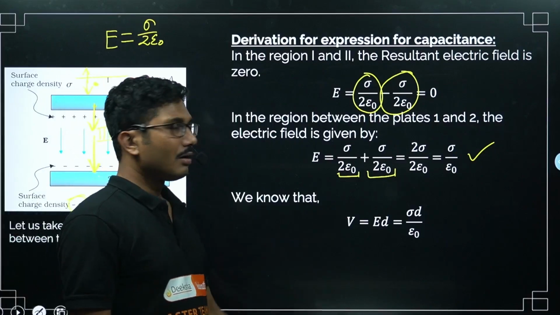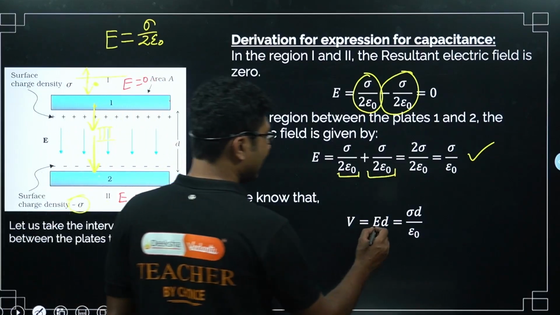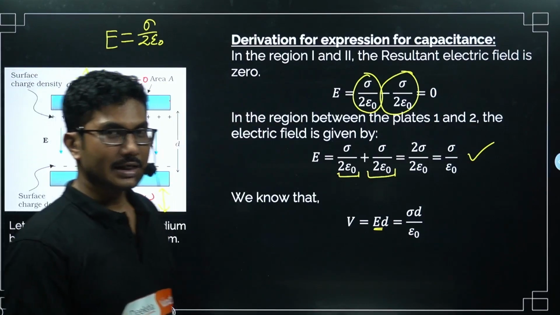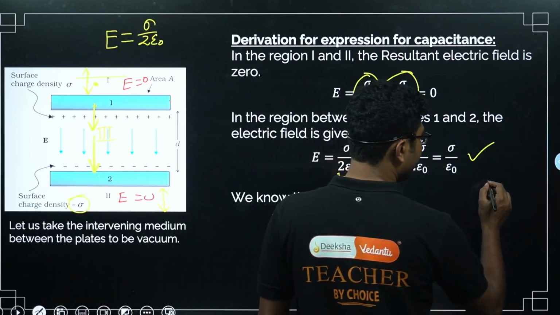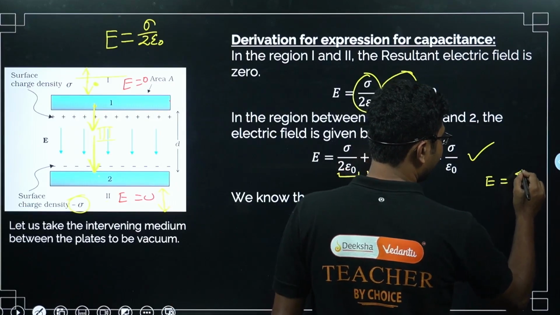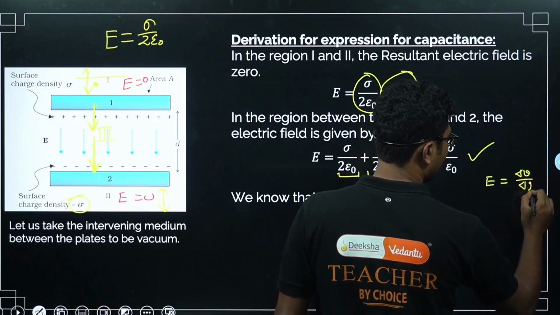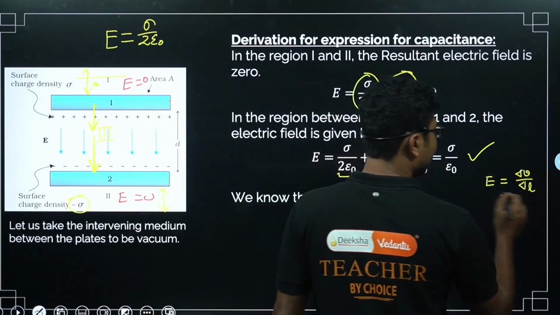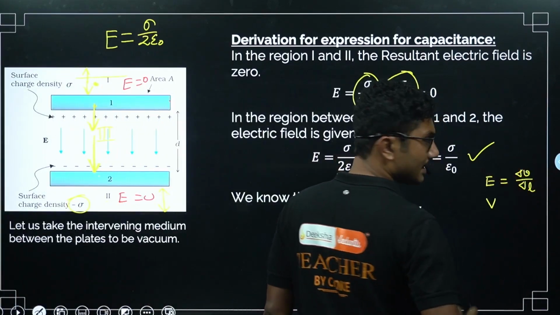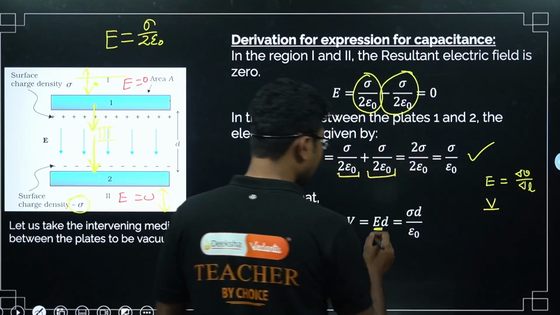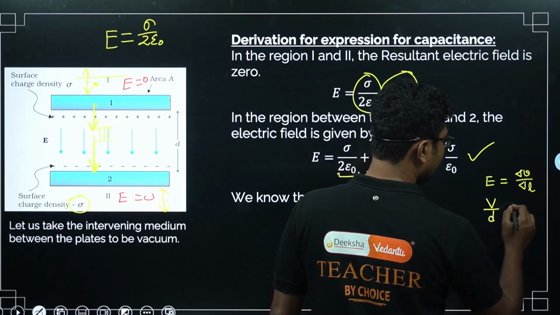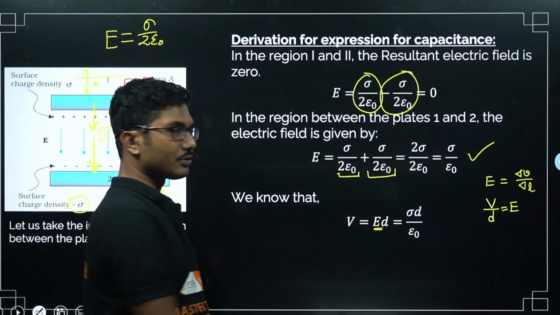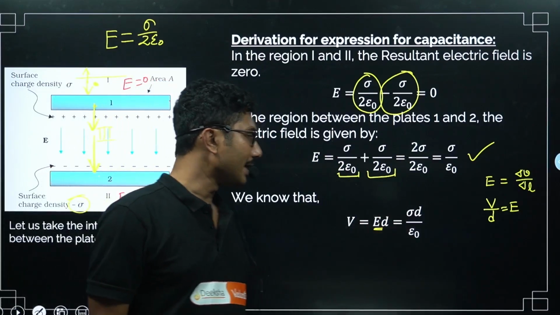Now we know that the potential difference is given by E times d, right. And one more formula that you need to remember: E is delta V by delta L. I use the differential form, but you can use the normal form as well. Now delta V itself is the potential difference V, and delta L is the distance d, and that is the electric field E. So from here we can write V equals E times d, equals sigma d by epsilon naught.